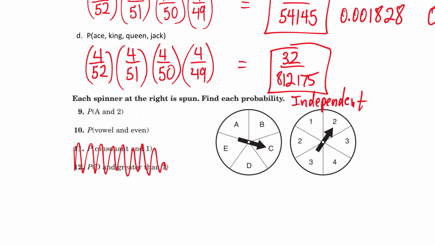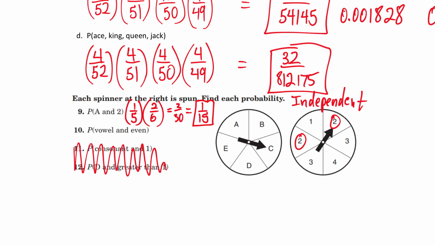So what's the probability of spinning an A on the first one? 1/5. And then what's the probability of spinning a 2? 1/3. Okay, there's 2 2s. So that's 2 out of 6, or 1/3. So when you multiply those, you get 2 over 30, which is 1/15. So again, what does 1/15 mean? Okay, good. Out of every 15 tries, you would get the A and 2 one time.